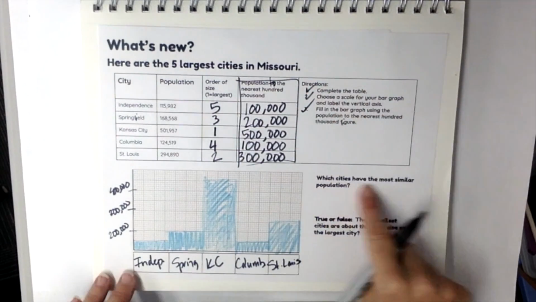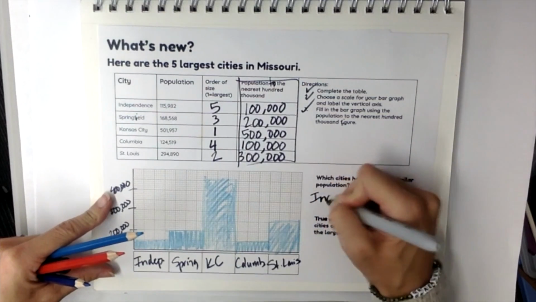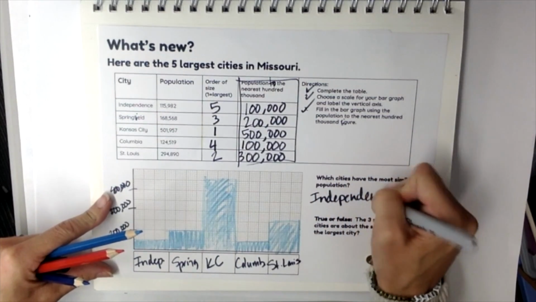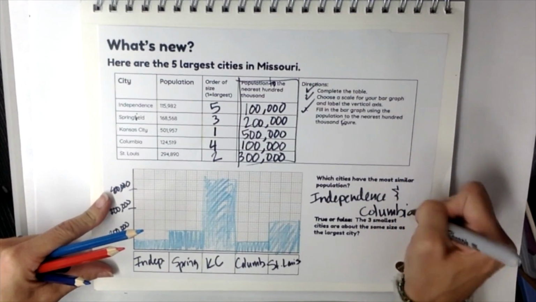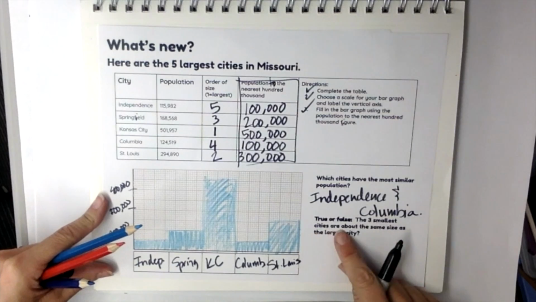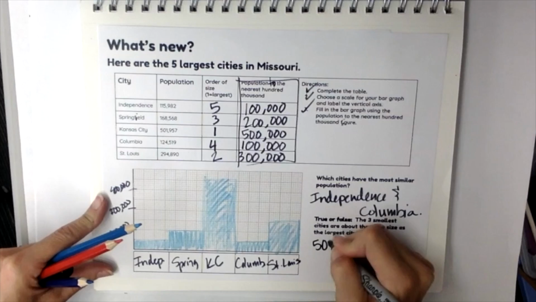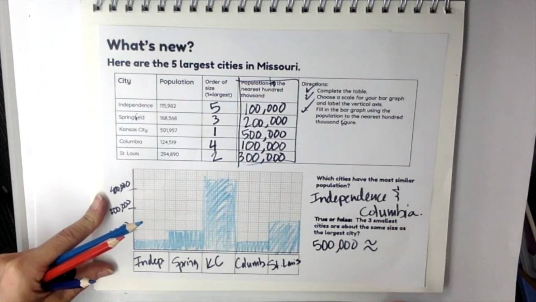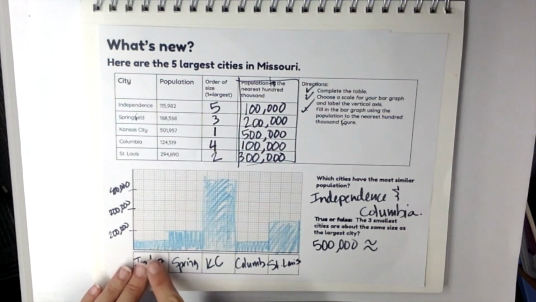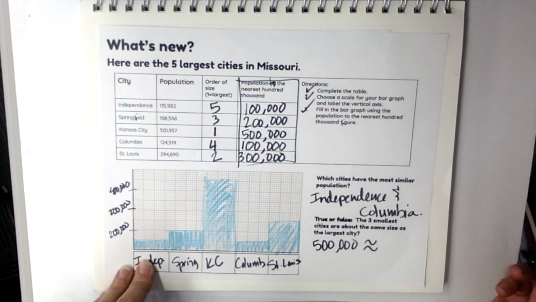Check, check. Which cities have the most similar population? Well, pretty obvious here. Independence and Columbia. True or false? The 3 smallest cities are about the same size as the largest city. So the largest is 500,000, and we want to see if they're about the same size. So the 3 smallest, so 100, 100, so that's 200 plus 200, so it's 4,000. Is that about the same size?